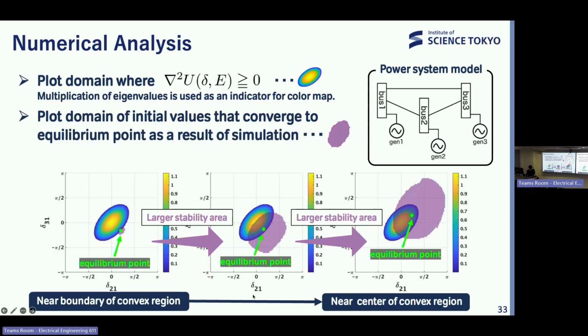The plane is divided into a 100 by 100 mesh, and the points in each grid are set as the initial values. The purple area indicates the points that converge to the equilibrium point in the numerical simulations. So the research confirmed that if the equilibrium point is placed near the center of the convex region, the domain of attraction becomes larger. This confirms the theoretical considerations.